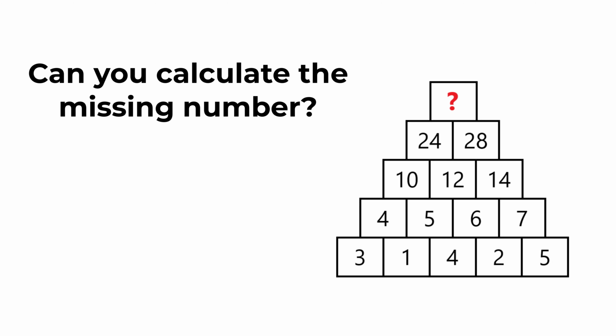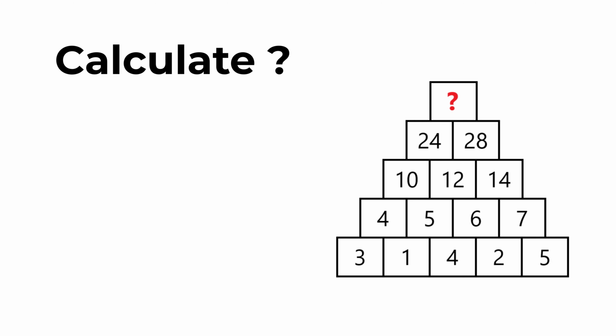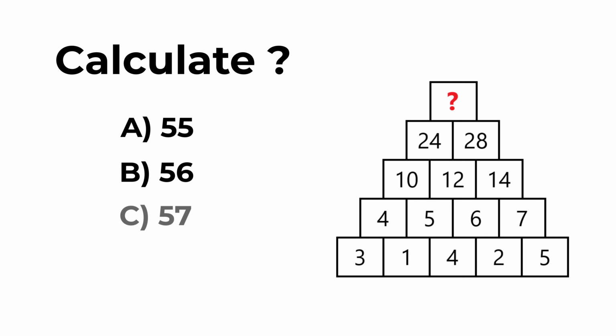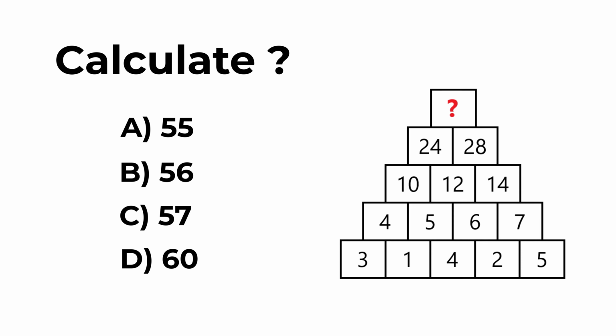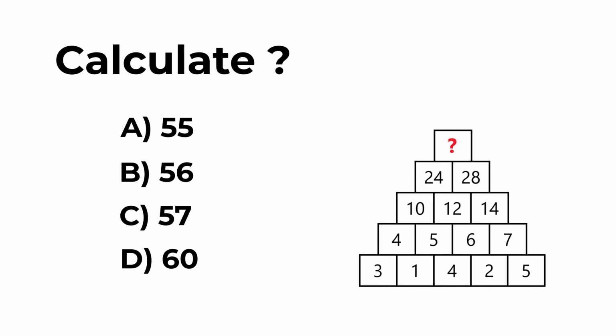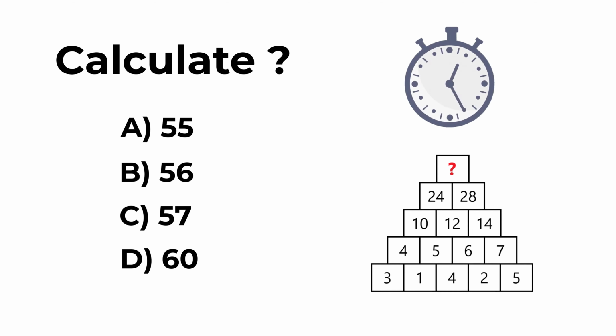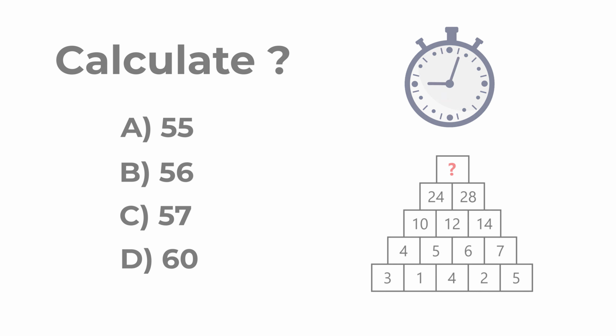You're presented with 4 different choices for the missing number. Choice A, 55. Choice B, 56. Choice C, 57. And choice D, 60. Do you see the answer? You will be surprised how simple it is to get to the answer when we go to the next step. Give yourself 5, 10, maybe 15 seconds to see if you can calculate and get to the correct answer. Did you figure it out? Let's continue and see how we can get to the correct solution together.